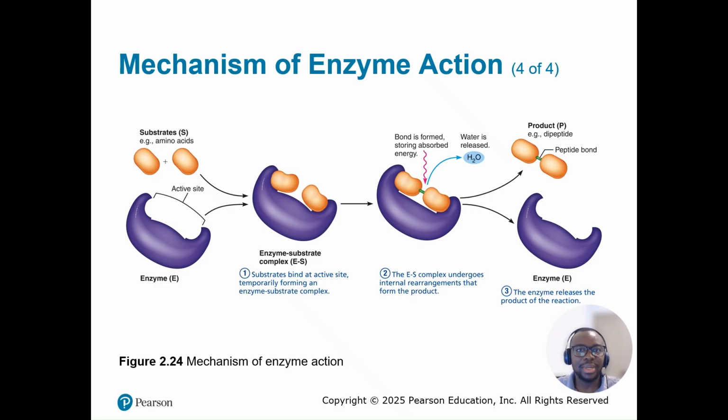How do enzymes bring about their action? This figure illustrates the three steps involved in enzyme action. In the first step, the substrate, in this case amino acids, bind to the active site of the enzyme, temporarily forming an enzyme-substrate complex. In the second step, the enzyme-substrate complex undergoes internal rearrangement that forms the product. A bond is formed between the amino acids, absorbing stored energy and releasing water in the process.